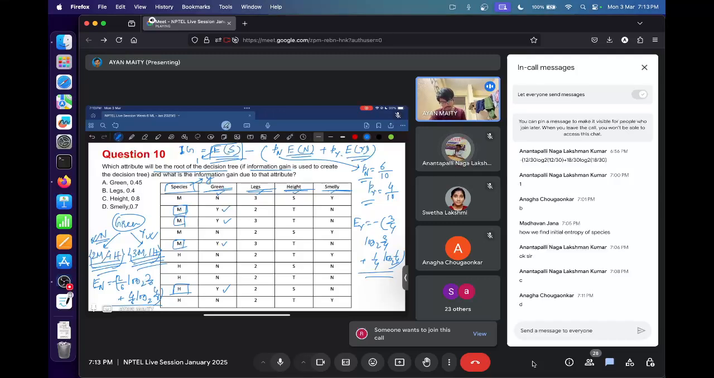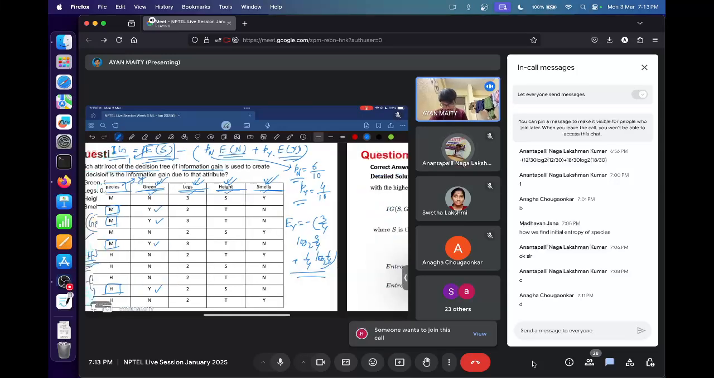Now you have to put all these values into this information gain equation to find the information gain for the attribute green. Then you have to repeat the same process for information gain for legs, height, and smelly. For all these input attributes you repeat this same process, and the attribute with the highest information gain will be selected as the root of the decision tree.